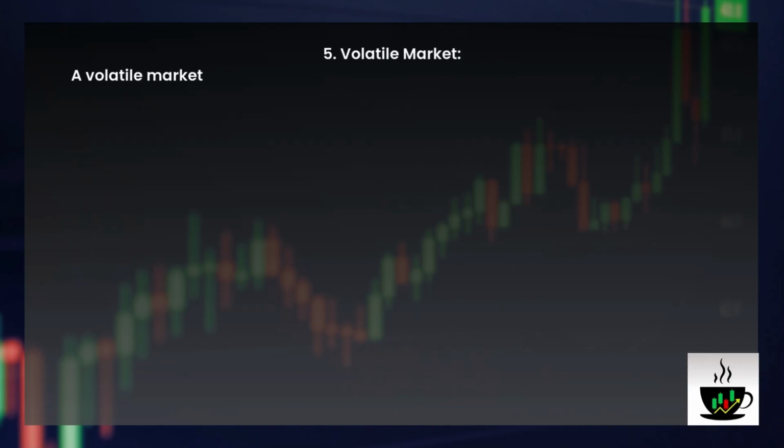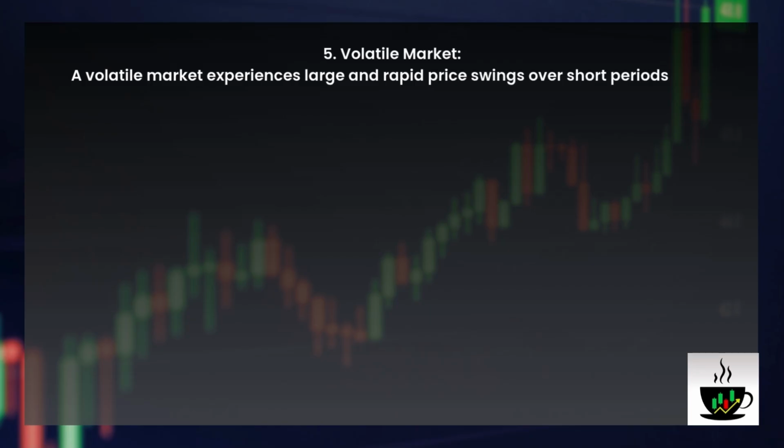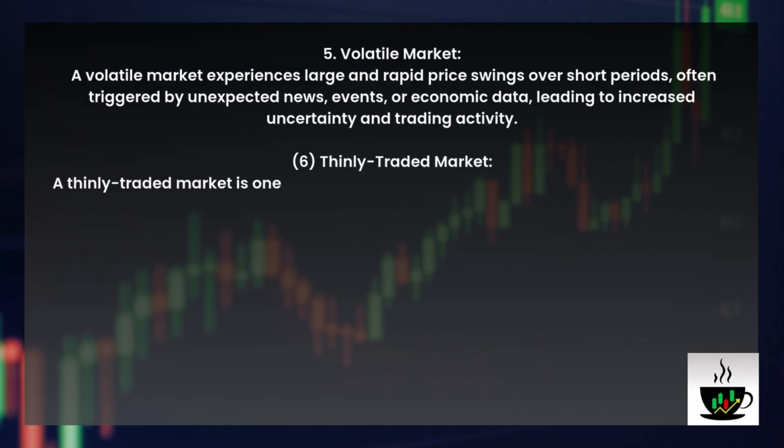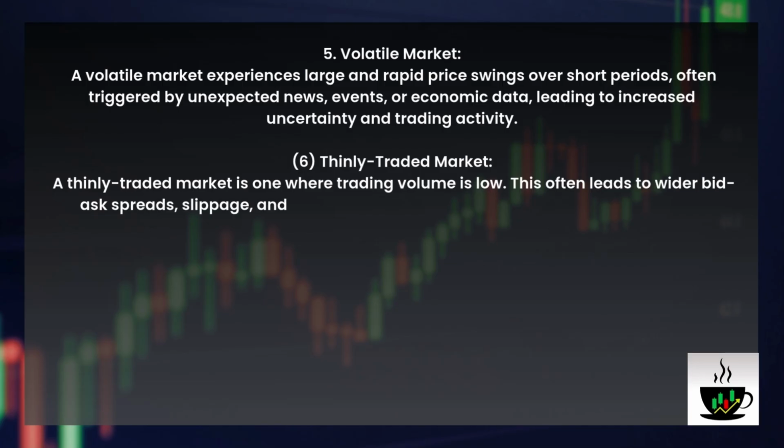5. Volatile market. A volatile market experiences large and rapid price swings over short periods, often triggered by unexpected news, events, or economic data, leading to increased uncertainty and trading activity. 6. Thinly traded market. A thinly traded market is one where trading volume is low. This often leads to wider bid-ask spread, slippage, and erratic price movements, making it riskier for traders.